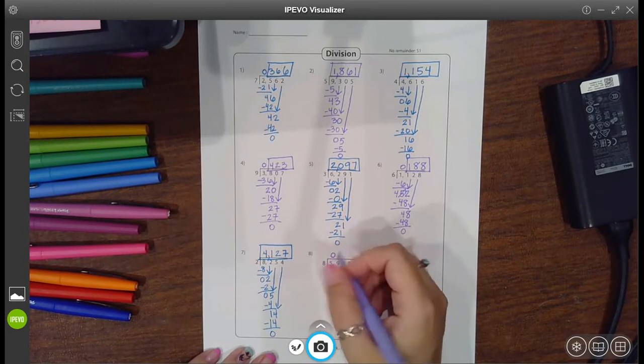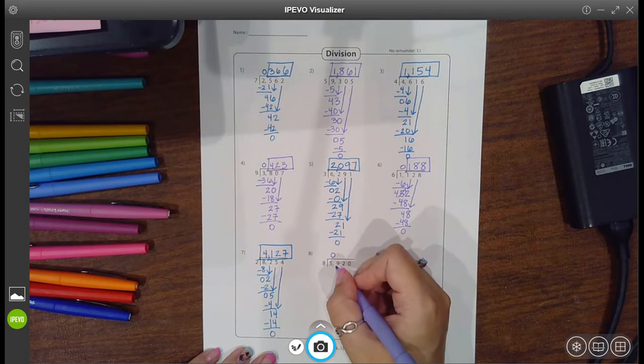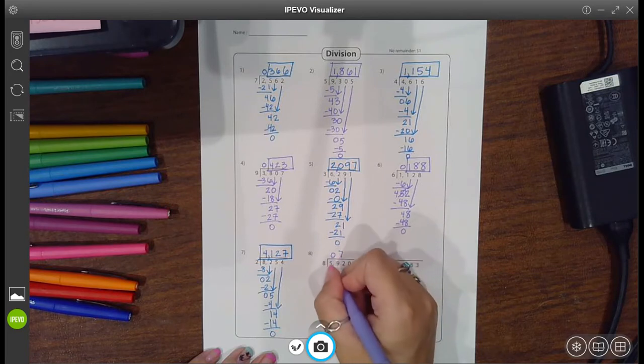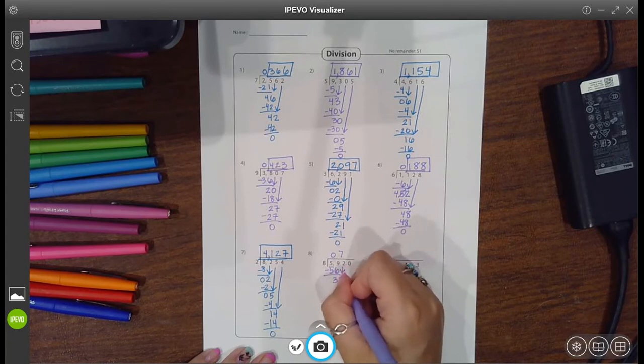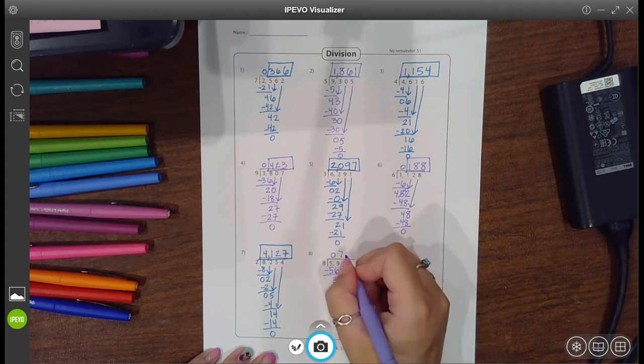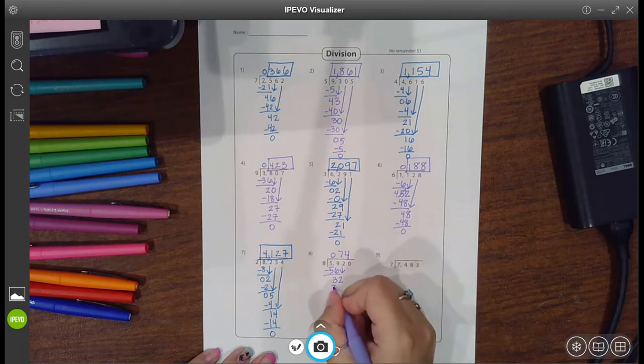Okay. Next one, can 8 go into 5? No. But can 8 go into 59? Yes. How many times? 8 times 8 is 64. 8 times 7 is 56. So that works. Subtract that, it is 3. Bring down the 2. 8 goes into 32 4 times. Subtract that, you get 0.